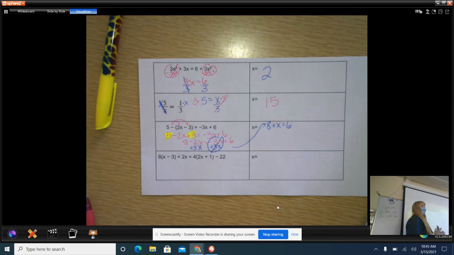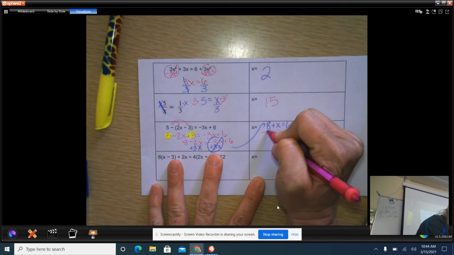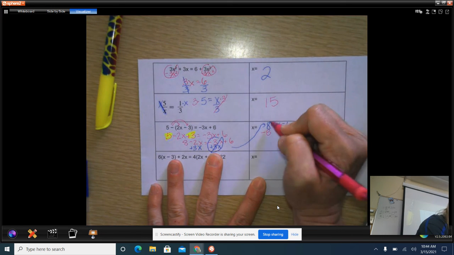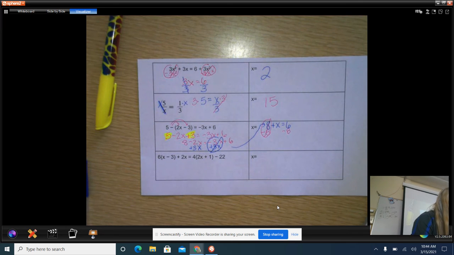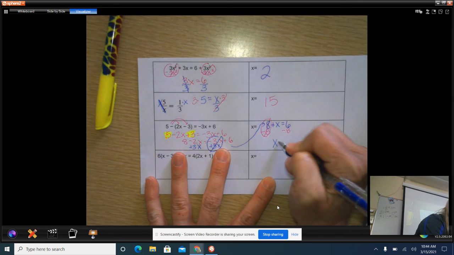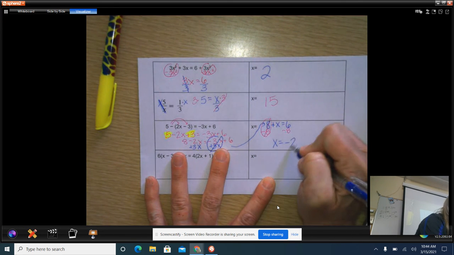All we have to do is the opposite operation of 8 here, and that's the only thing that's stopping my x from being isolated. So the opposite of 8 is negative 8, and 8 minus 8 cancels out, and what I have left is x is equal to, and 6 minus 8 is negative 2.